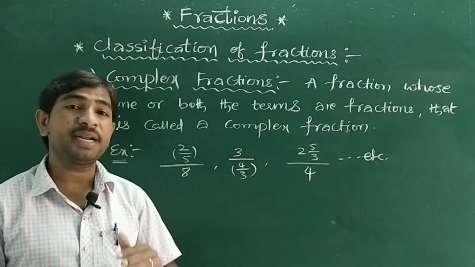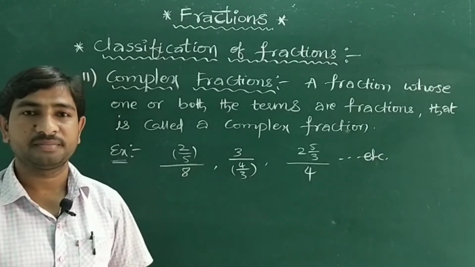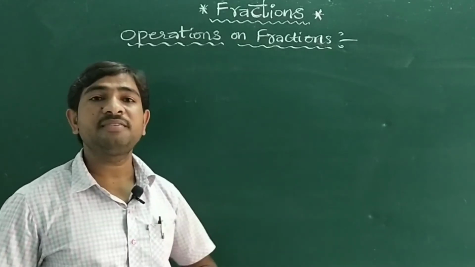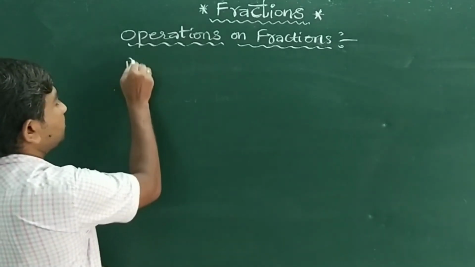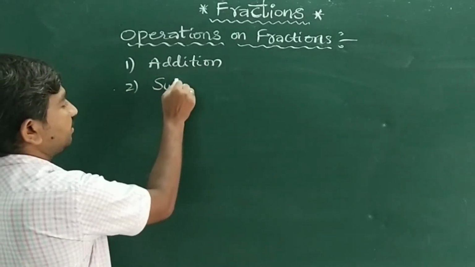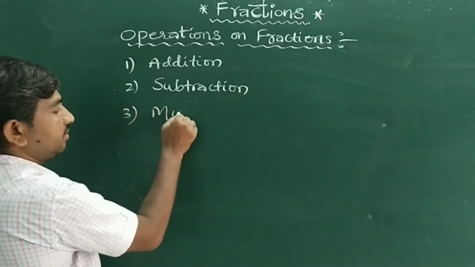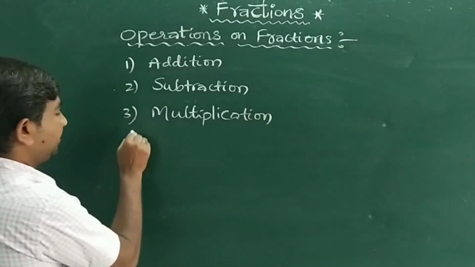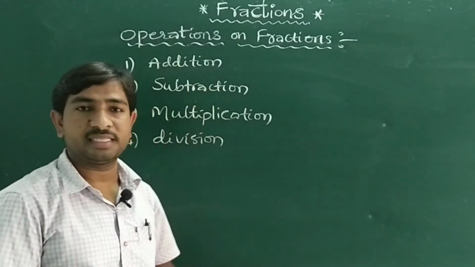So now the operations on fractions. Okay. Now what is our topic? So operations on fractions. So basically we have four fundamental operations. What are they? Addition. So first one is addition, second one is subtraction, and third one is multiplication, and fourth one is division. So these are the four fundamental operations in numbers.